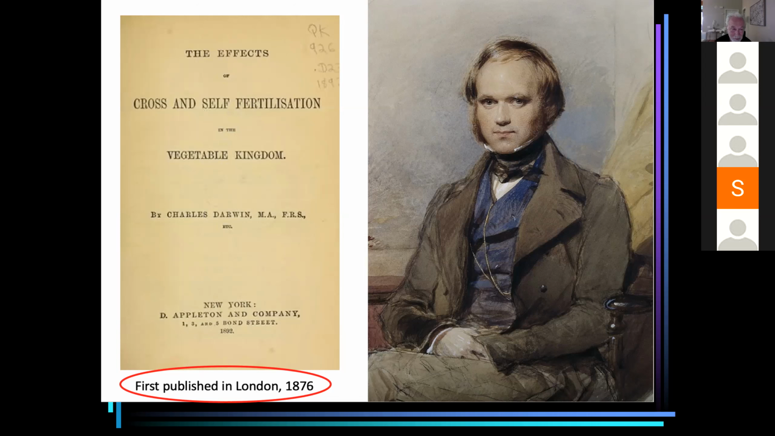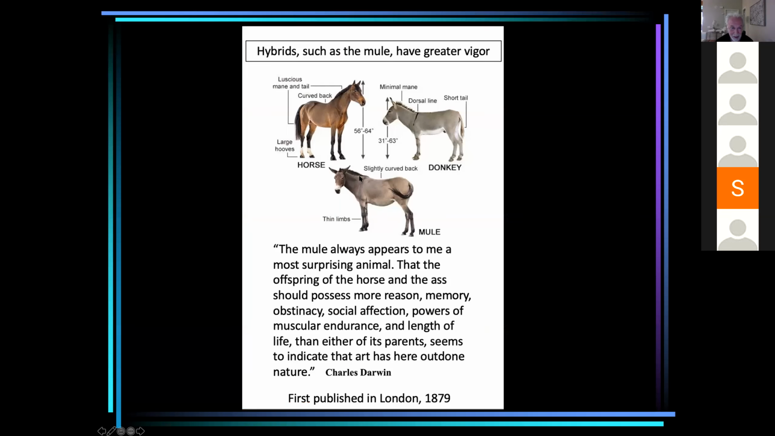Hybrid vigor was noticed by Darwin, first published in 1876. So hybrid vigor has been known for a long time, and we still don't know the molecular basis for it. But interestingly, Darwin had this comment about it: hybrids such as a mule have greater vigor.